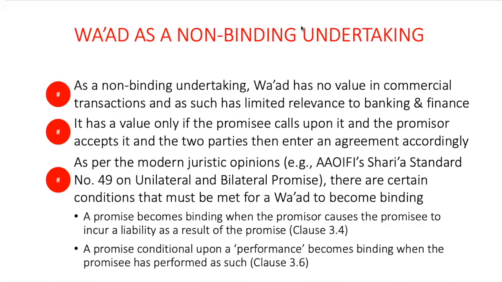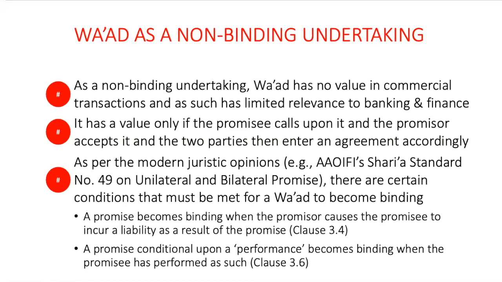So the promisee in this case has incurred a liability. It has bought another car, and the price you will be getting from me for the purchase of your car, you will be using as a partial price for the other car you have bought. So because of this liability which you have created following receiving a promise from me, a court of law may make this wad binding on me, i.e., I would be required to honor this promise because you have incurred a liability. So a promise becomes binding when the promisor causes the promisee to incur a liability as a result of the promise. This is clause 3.4 of Sharia standard number 49.